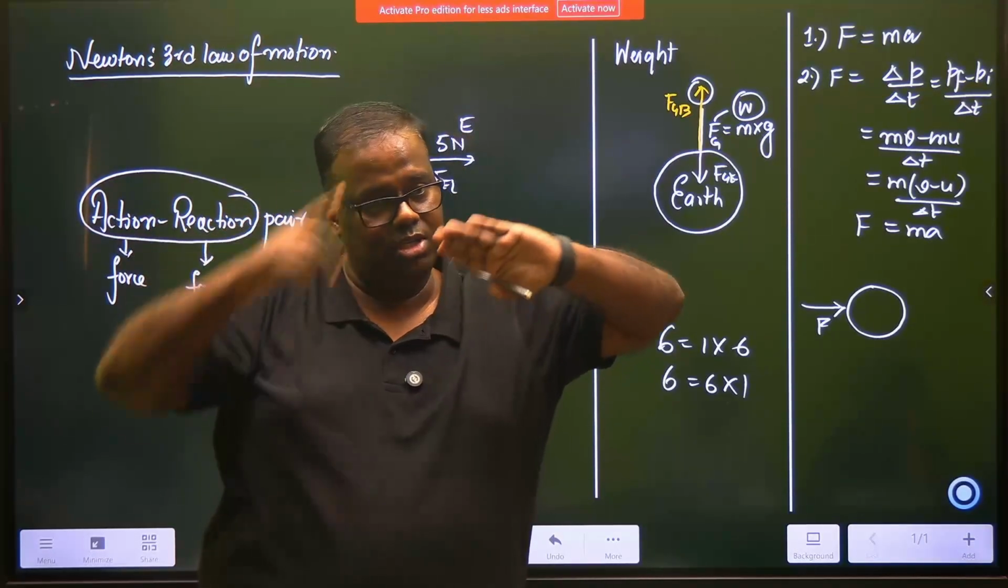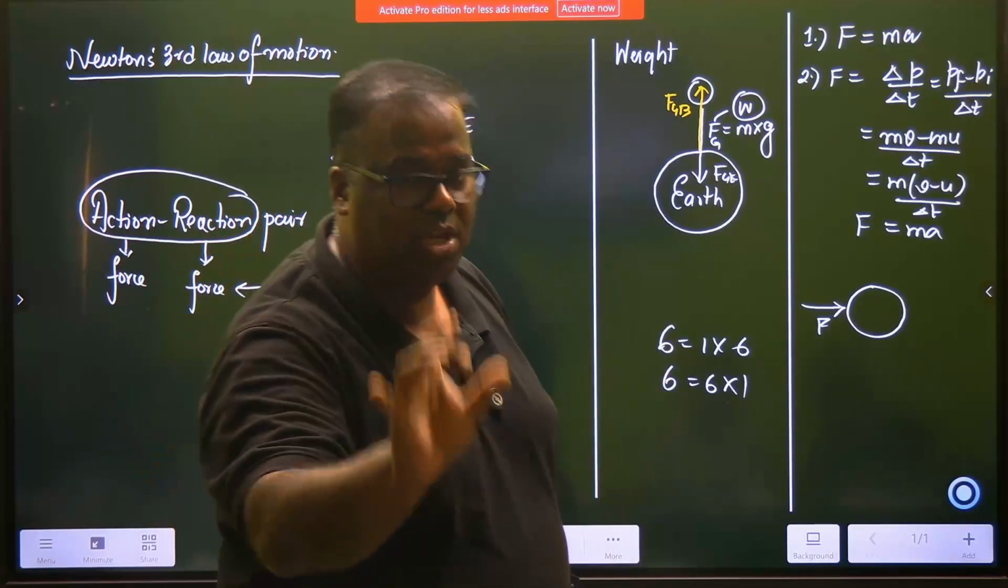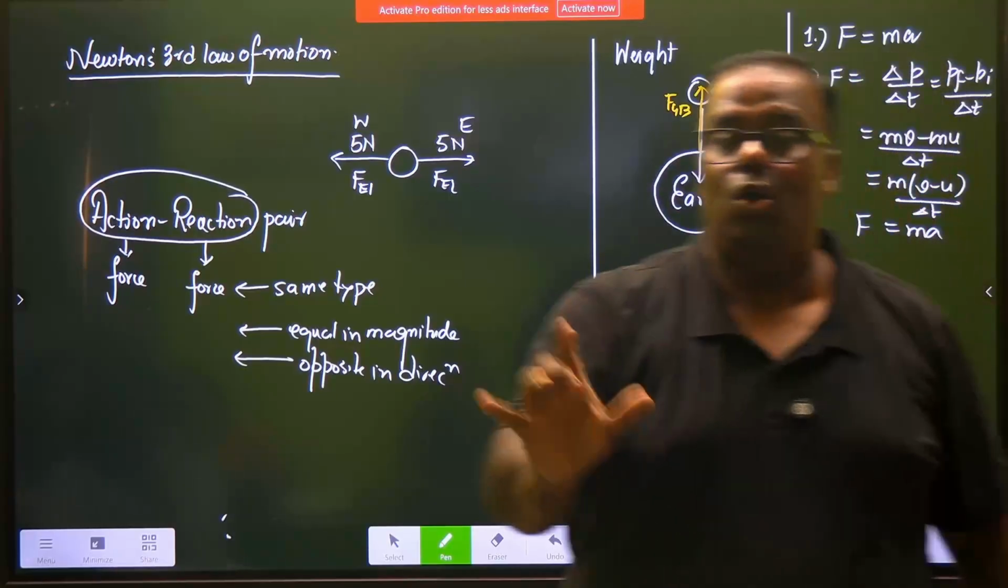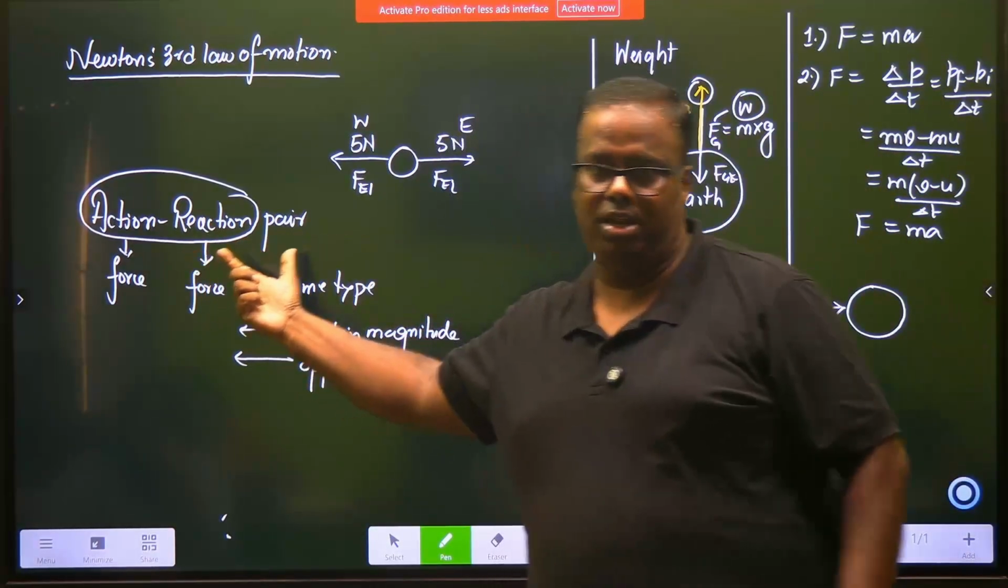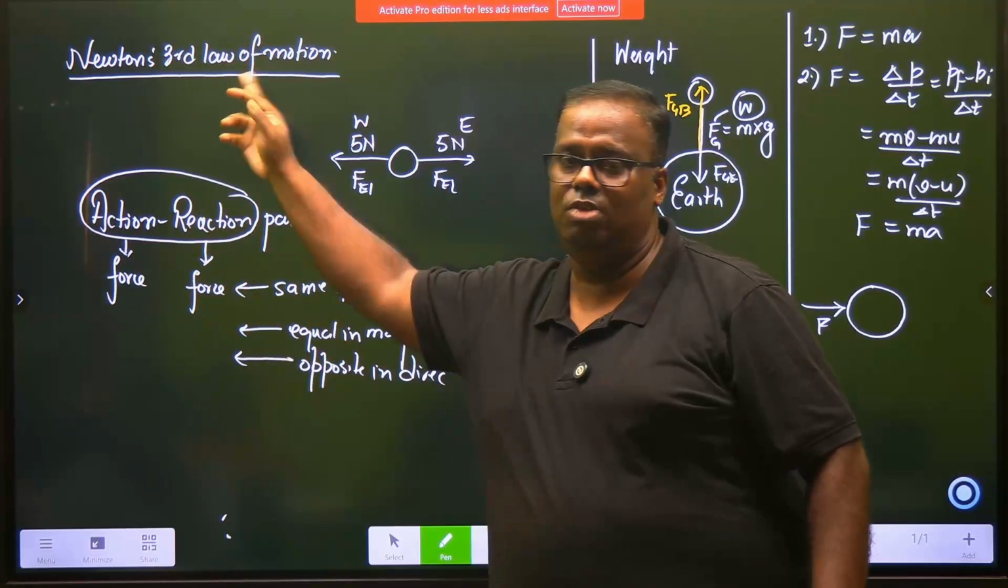Have you understood what is an action-reaction pair? All of you. Two forces which are of the same type, same magnitude, opposite in direction, constitute what is called an action-reaction pair. Unless and until you understand the action-reaction pair, you will not understand what is Newton's third law.